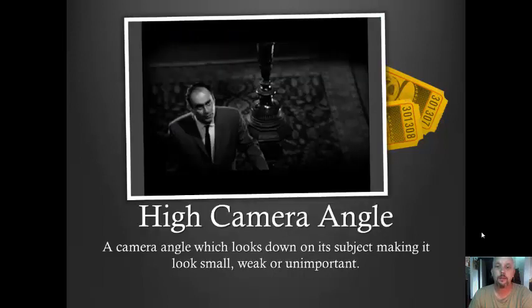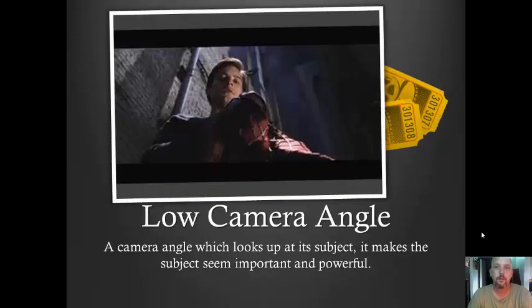The high camera angle. This is an angle that looks down on the subject. It makes the character look very weak, small, or unimportant. The camera is an emplacement of power. It's high up where the subject is very low down. The opposite, of course, is the low camera angle. This is when we reverse it and we show the character in a place of superiority. We show them as important or powerful when we place the camera below them.